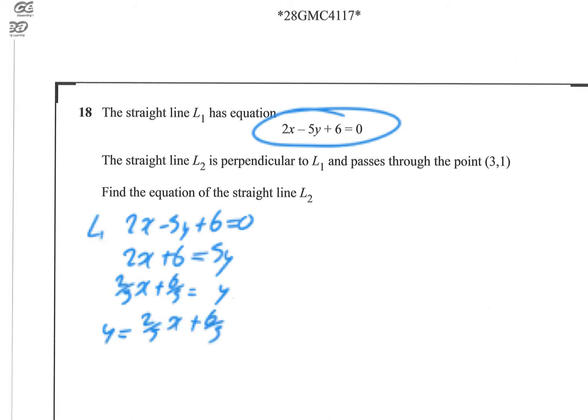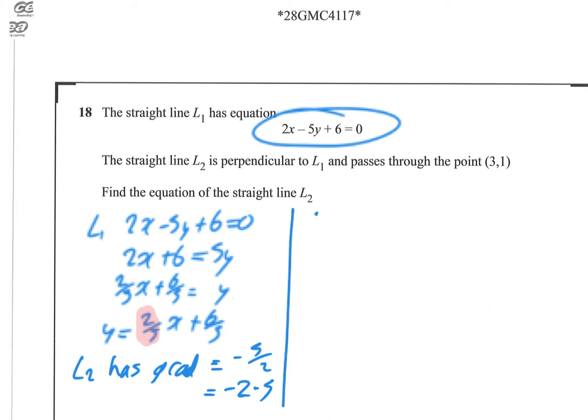Now the reason I've done that is so that I can find what the gradient of this line is. And the gradient, now easy to read, is 2 over 5. So that means if L2 is perpendicular, L2 has gradient negative reciprocal of 2 over 5. So that means flip it upside down, change the sign. So it's going to be minus 5 over 2, which is the same as minus 2.5. Okay, so what we know so far, your L2 is y is equal to minus 2.5x plus c.